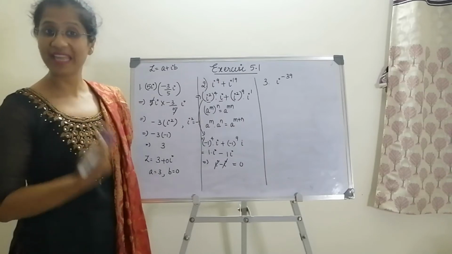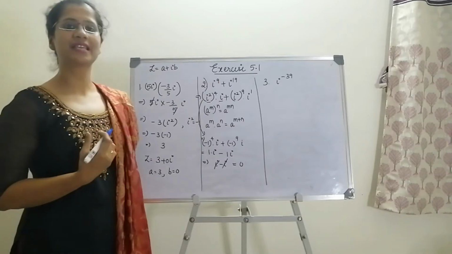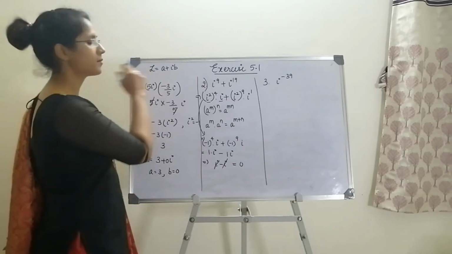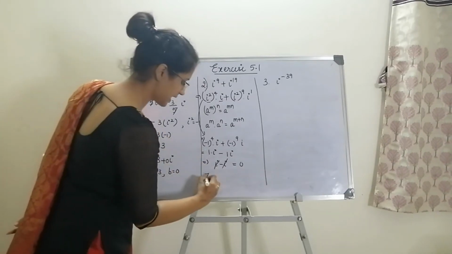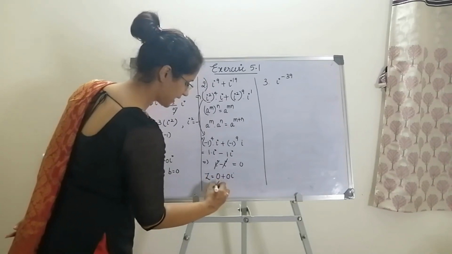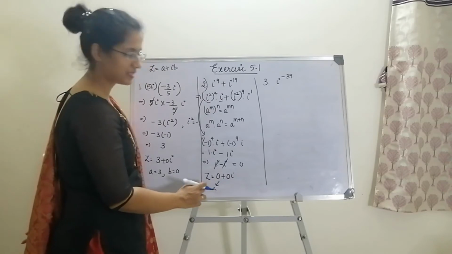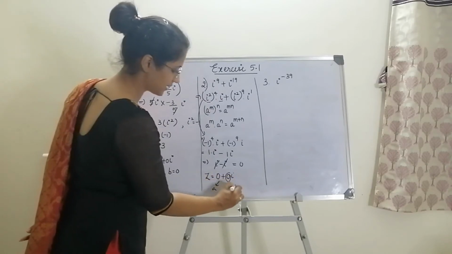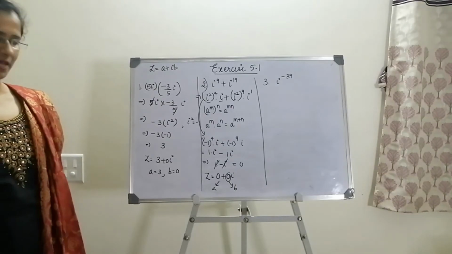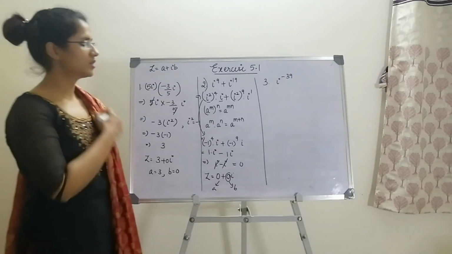We do not have an imaginary term. So in this case, what will you do? I have to write it in the form of a plus ib. So this can be written as 0 plus 0i, where 0 is my real term, a, and 0 is my imaginary term, which is denoted by b. Hope you all have understood.